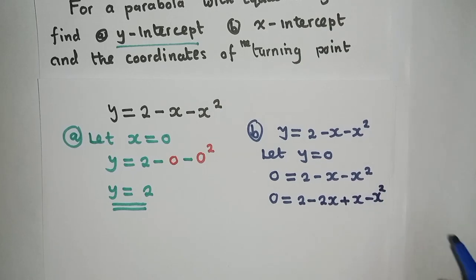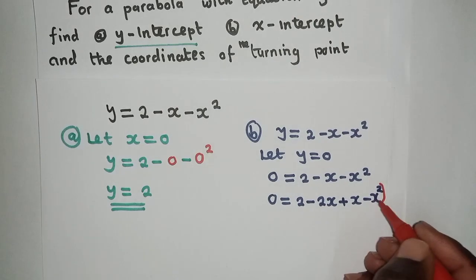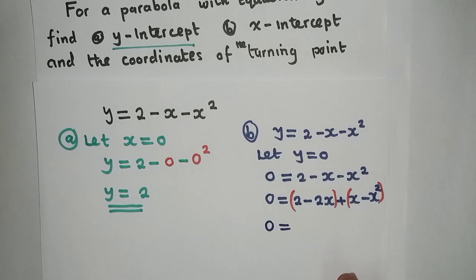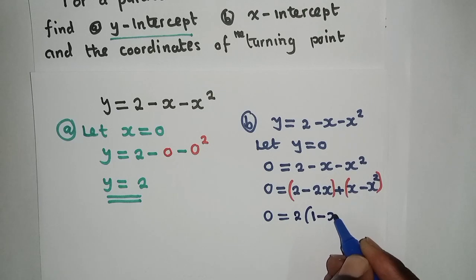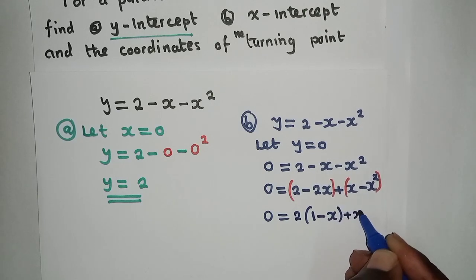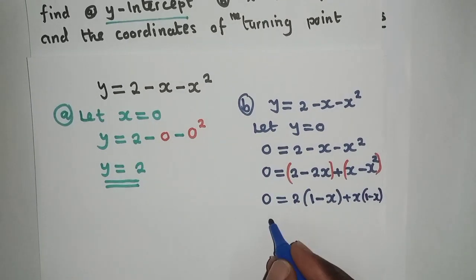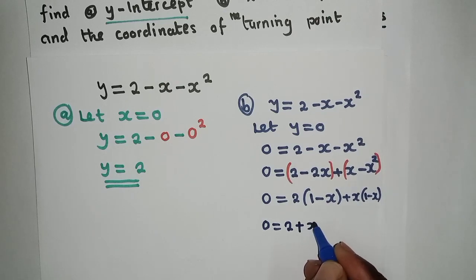So we write, now we can factorize by grouping. So we just say this and this. So there we have 0 will be equal to 2 outside, you remain with 1 minus x. Here, x outside will remain with the 1 minus x right here. Okay. Our next thing here will just be to equate, to get this stuff plus this stuff right here. So we have something like this.